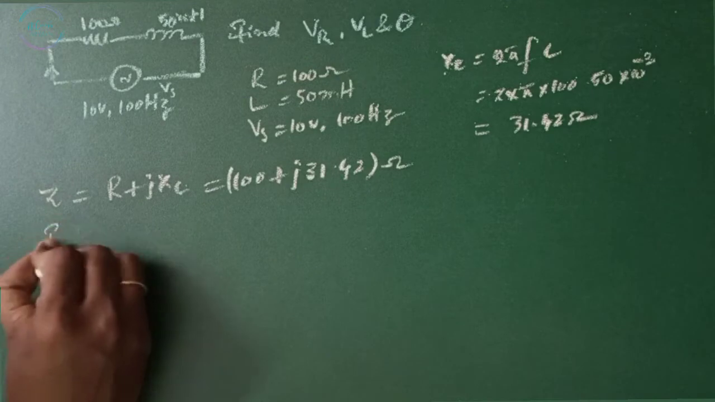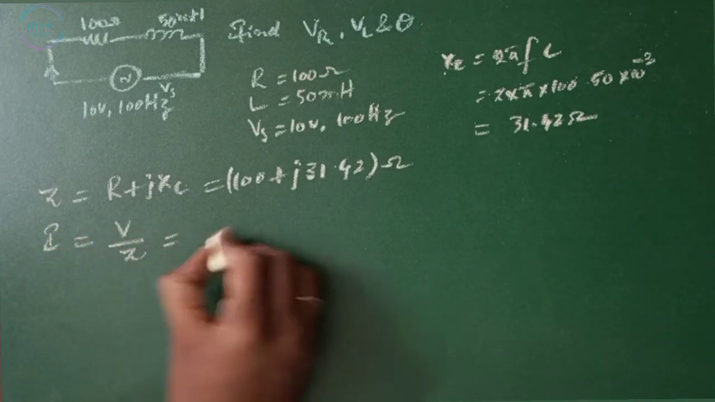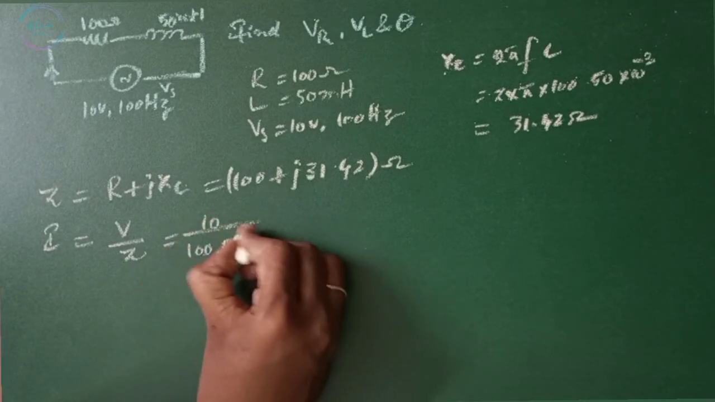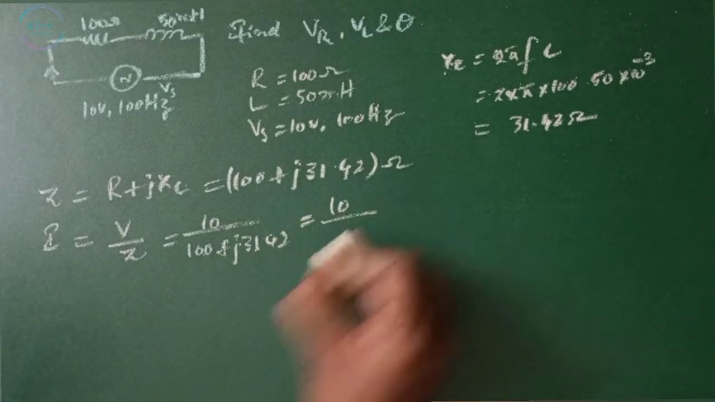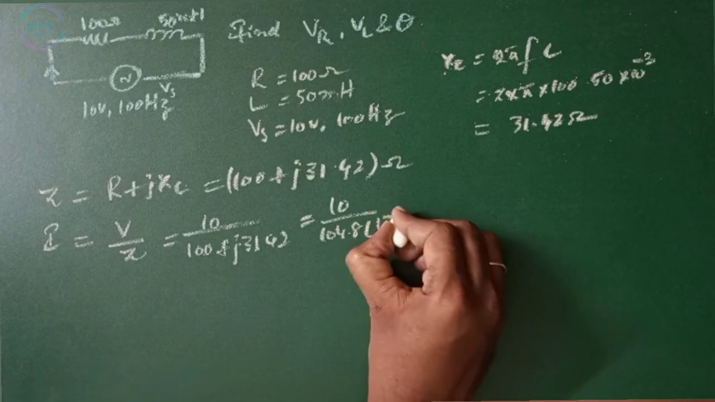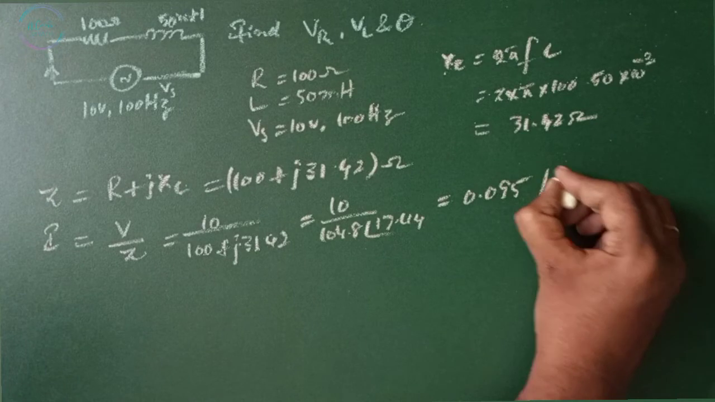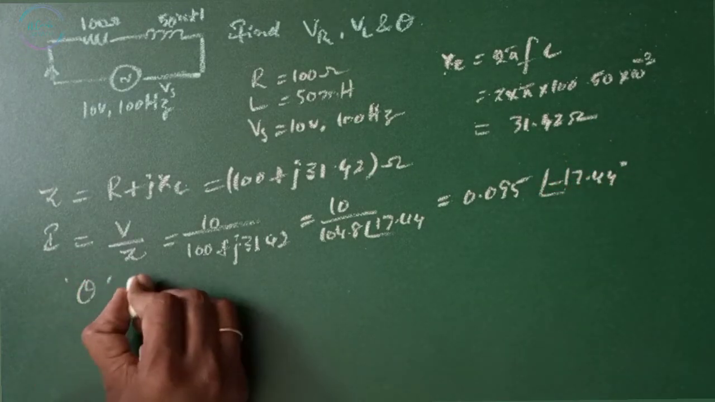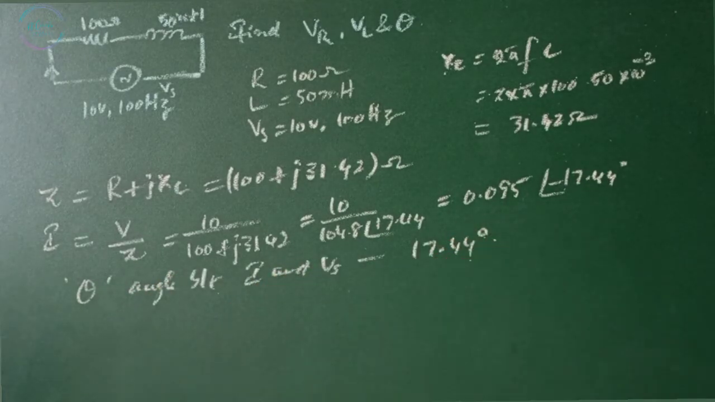Now the current I flowing through this is given by voltage divided by the impedance, that equals 10 divided by 100 plus j 31.42, which equals 10 divided by the polar form. If you convert this, 104.8 at an angle of 17.44, I is 0.095 at an angle of minus 17.44 degrees. Theta is the angle between I and V, 17.44 degrees.